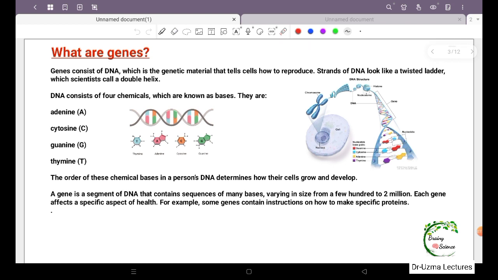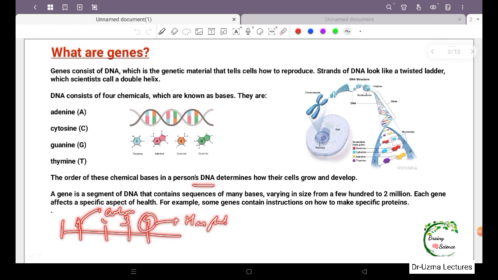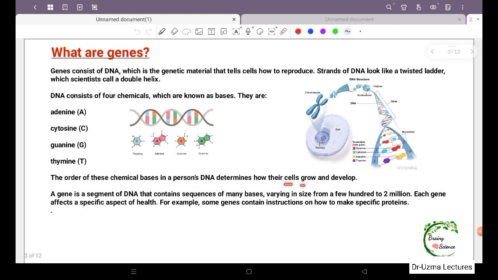How is the cell able to understand this? Because our DNA contains many genes. Maybe let's take 1, 2, 3 and 4. Suppose this first gene is responsible for color of skin and this fourth gene is responsible for the height. So it means that this DNA determines how the cell grows and develops. This DNA will tell the cell this much size you have to grow and not more than that.